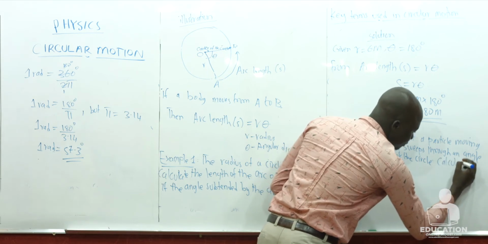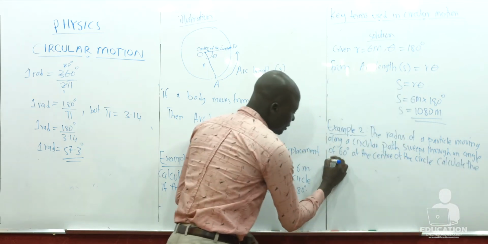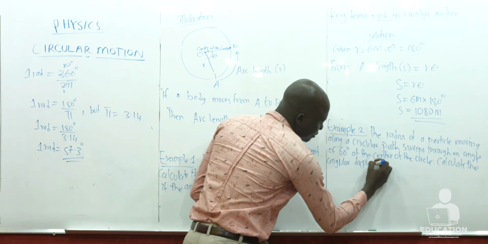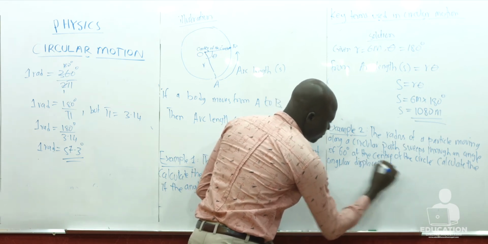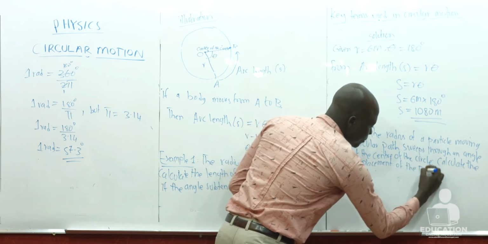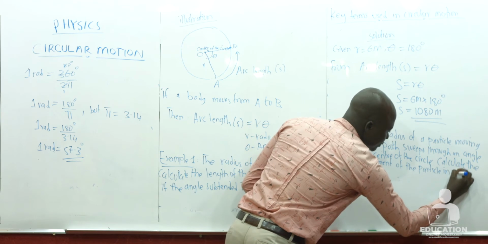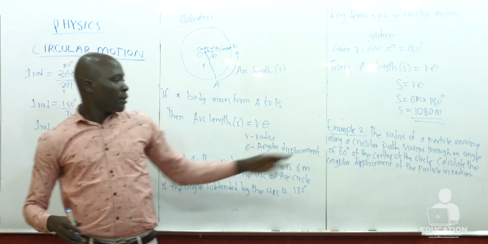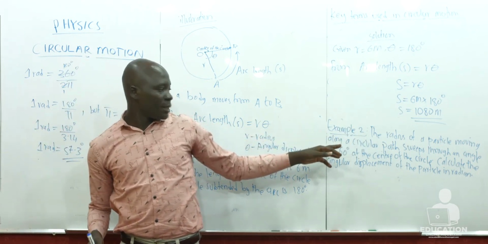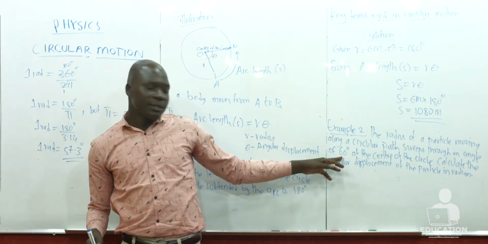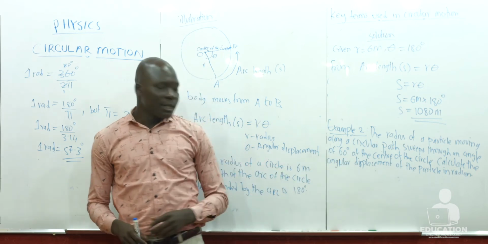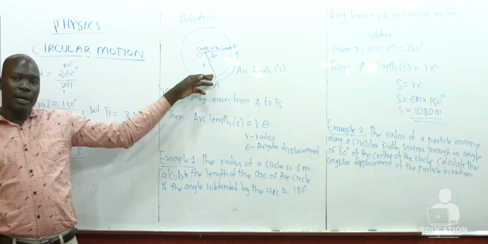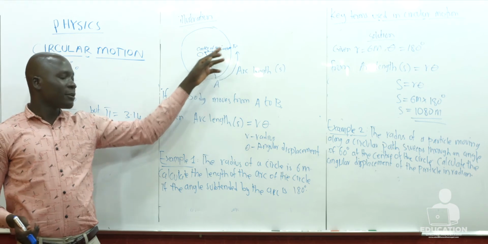So this is how a question may also appear. The radius of a particle moving along a circular path sweeps through an angle of 60 degrees at the center of the circle. You have to calculate the angular displacement of the particle. Just as I said, angular displacement is the angle that is swept through by the radius joining the particle to the center of the circle.